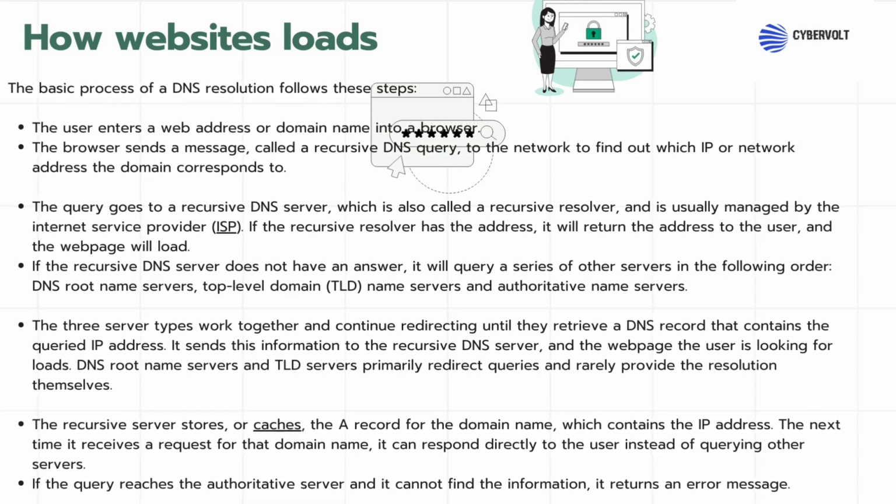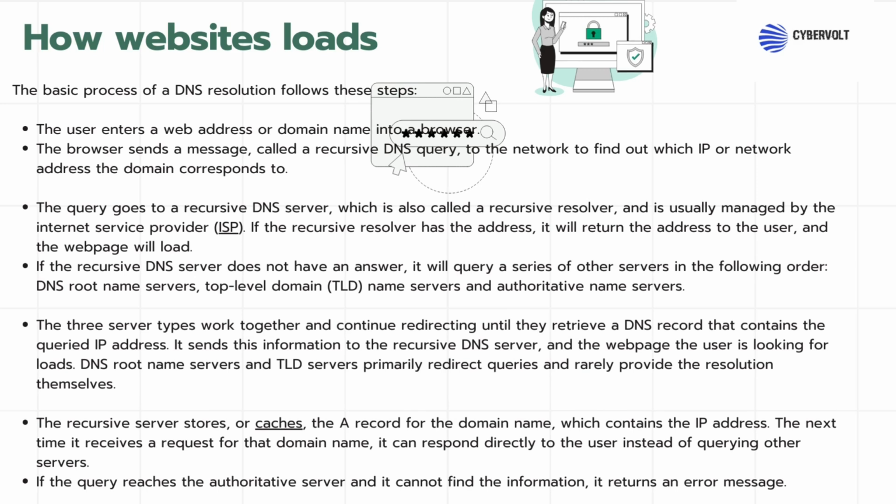The user enters a web address or domain name into a browser. The browser sends a message, called a recursive DNS query, to the network to find out which IP or network address the domain corresponds to. The query goes to a recursive DNS server, which is also called a recursive resolver, and is usually managed by the Internet Service Provider, ISP.